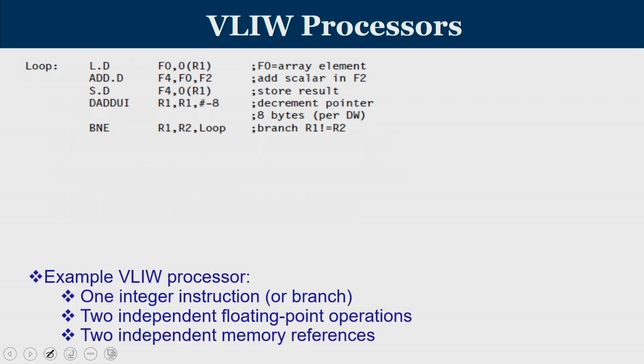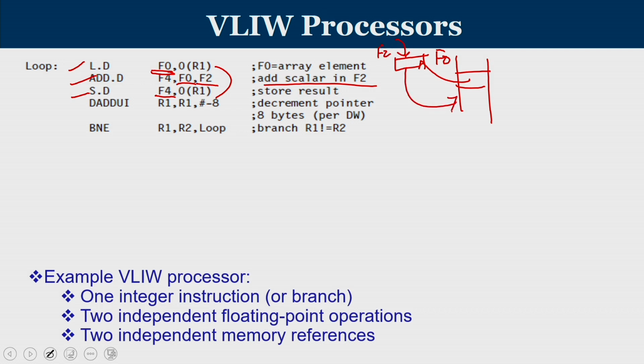So, consider this VLIW processor where we have a load instruction where the value is loaded to F0, and then you are going to add F2 to F0. It is called a scalar add, adding a scalar value that is present in F2 to F0, and you are going to store the result in F4. Now, whatever is the result in F4, you are storing into the same location. So, 0 of R1 is the location. So, ideally what we are doing is, from the memory take a value into a register known as F0. Now, add F2 onto it and then you store back in the same location. That is what the operation is all about.